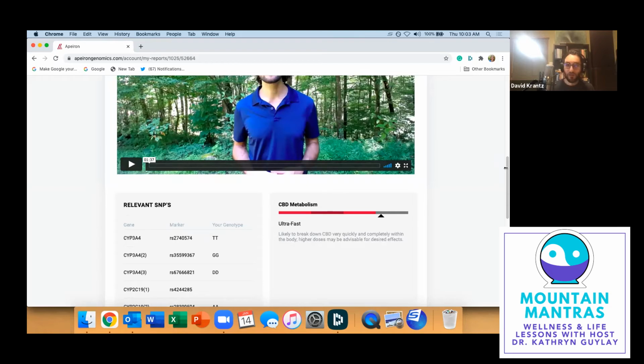And in general, if you compared someone with a fast CBD metabolism to someone with a slow metabolism, someone with a slow metabolism is going to be able to take a much smaller amount, and their body is going to respond more strongly to it, as opposed to someone who has a fast metabolism, where it's just not going to stick around as much.